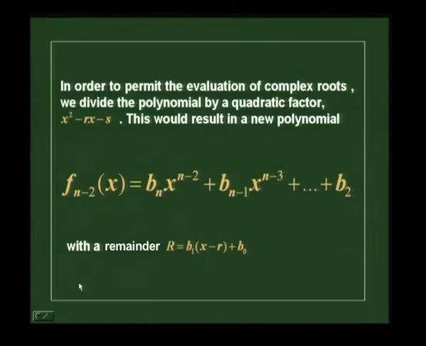Now we will divide this further. We will choose this as our original polynomial, with coefficients bn, bn minus 1, etc., and then divide again by the quadratic, and then the highest power becomes n minus 4.